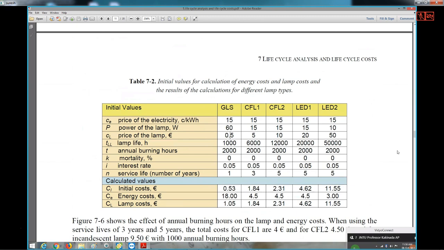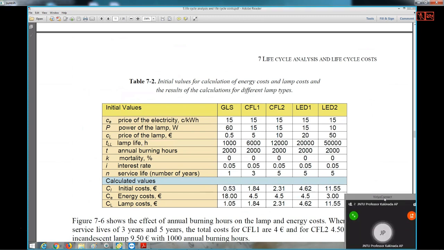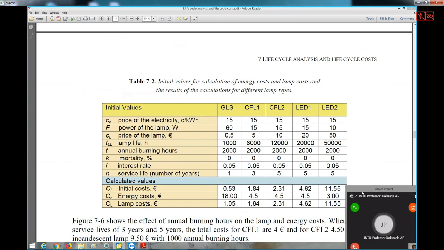Then coming to the annual burning hours, it is 2000, next CFL 1 2000, 2000, 2000, and 2000. Coming to the life of the lamp, which is 1000 hours, then another lamp has 6,000 hours, then CFL lamp 2 12,000 hours, LED lamp 1 20,000 hours, and LED 2 category has a life of 50,000 hours. Then the interest rate is 0.05 for all these lamp categories.